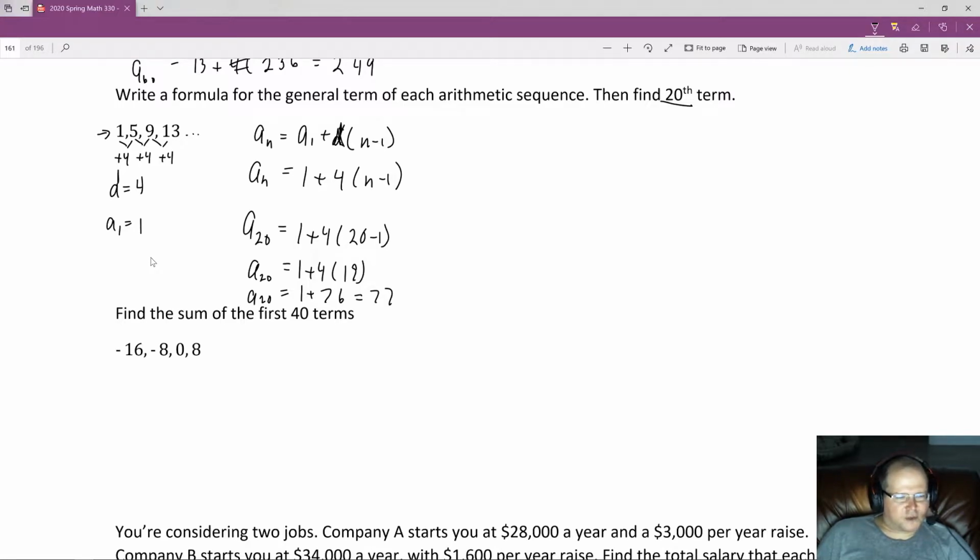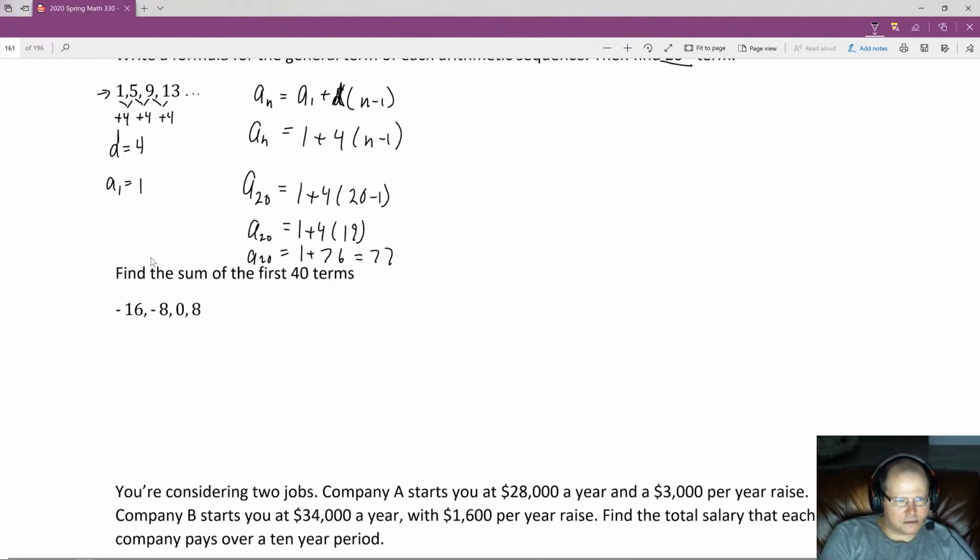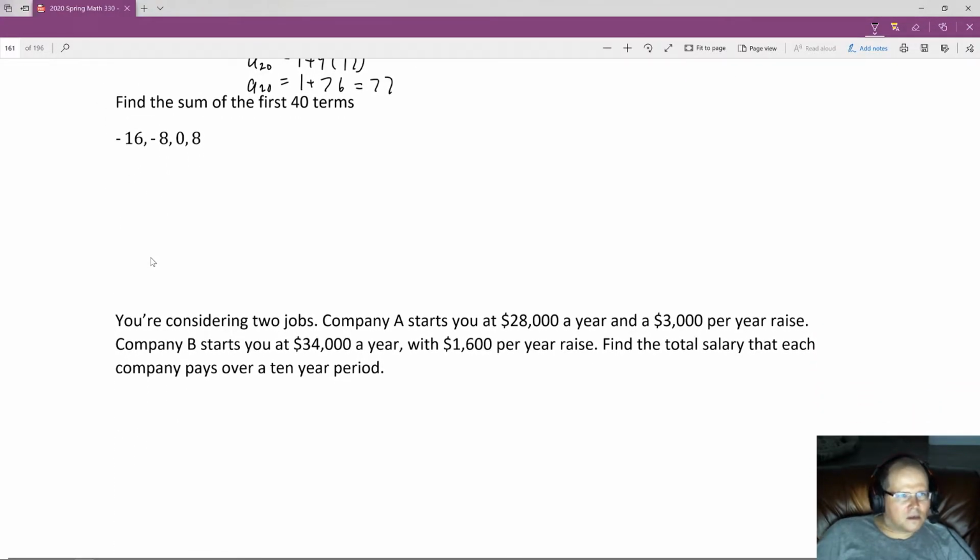Find the sum of the first 40 terms of the next sequence. The difference between negative 16 and negative 8, that's a plus 8. Then between negative 8 and 0 is another plus 8. Between 0 and 8 is another plus 8. So we know the difference of this sequence is 8. We also know that the first term is right there. So we know that A1, the first term of the sequence, is equal to negative 16.